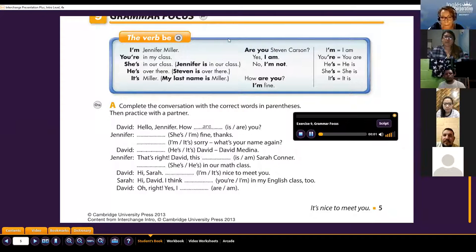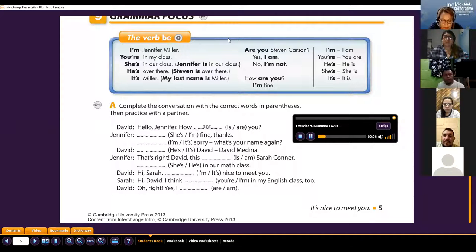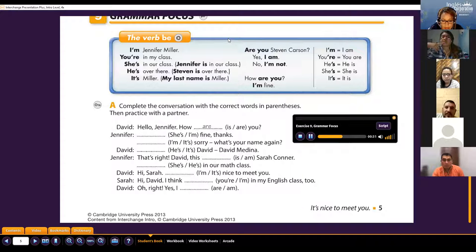Page 5, exercise 9, grammar focus. The verb be. I'm Jennifer Miller. You're in my class. She's in our class. Jennifer is in our class. He's over there. Stephen is over there. It's Miller. My last name is Miller. Are you Stephen Carson? Yes, I am. No, I'm not. How are you? I'm fine. I'm equals I am. You're equals you are. He's equals he is. She's equals she is. It's equals it is.